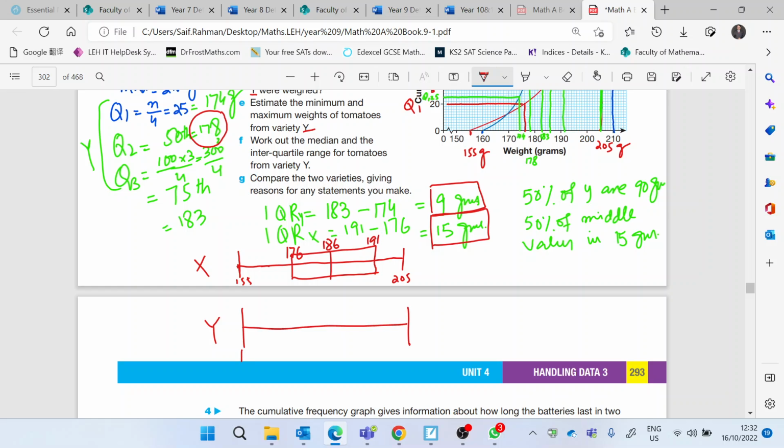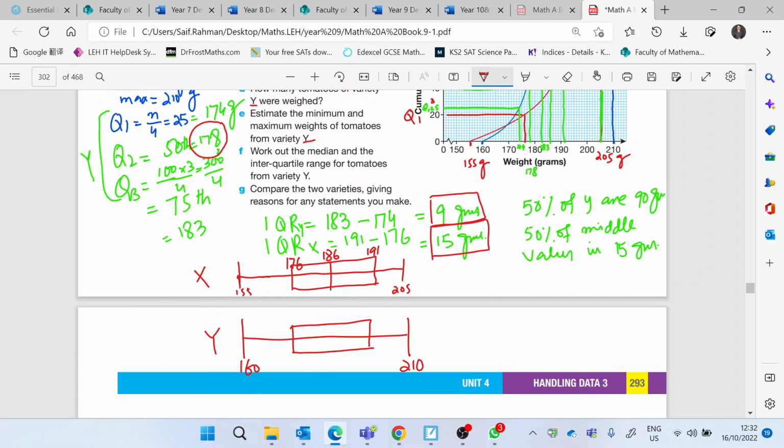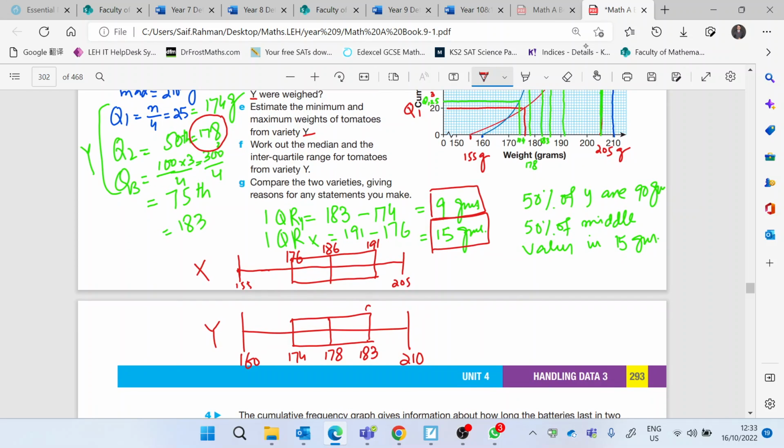Their spread is 160 minimum and maximum is 210, and their quartiles are 174, 178, and the last one is 183. Q3, Q2, Q1. So now we can compare it better.